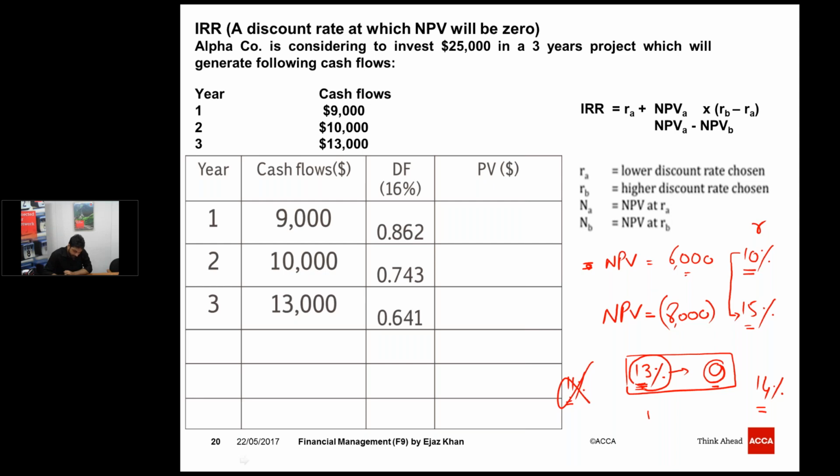If we get 0 NPV at a particular rate, it means that this project is generating the same return, because if we deduct this rate, we save nothing. Yes, I have assumed the question that at 10% there will be positive NPV and at 15% there will be negative 8,000. We haven't calculated it, I have just assumed it.